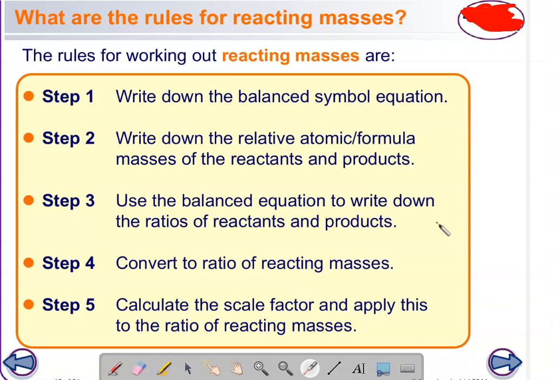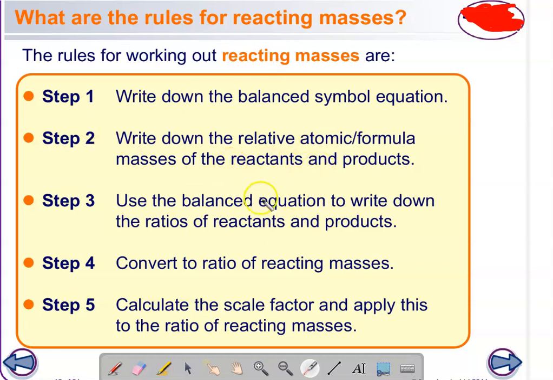Now, what are the rules for reacting masses? We are sometimes required to also calculate the masses required in any particular reaction. Say, as a chemist, you go into a lab, you want to make a specific amount of a compound. You want to find out how much of the reactants you need in order to get a specific amount of the product. Occasionally, you might also be required to calculate how much product will be made if you have a specific amount of the reactants. So let's look at the rules that govern such calculations.